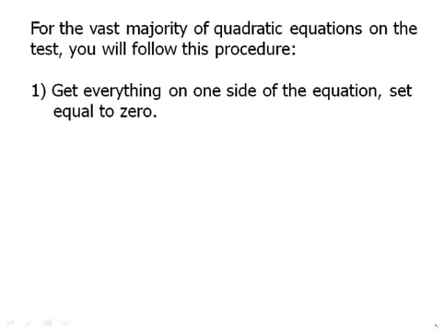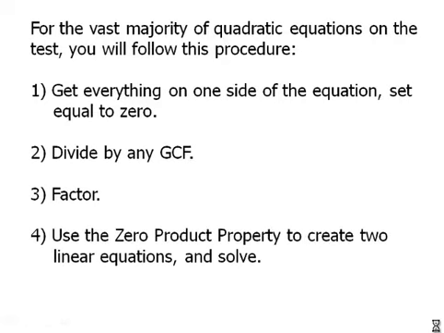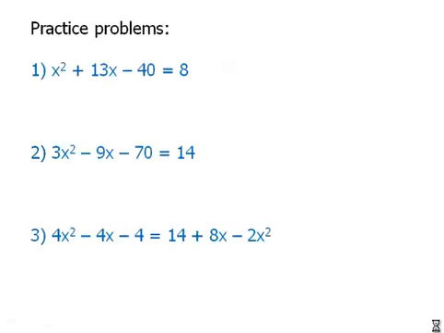For the vast majority of quadratics on the test, you will follow this procedure. First of all, you will get everything on one side of the equation set equal to 0. Then you will divide off any greatest common factor. You will factor it into a product of linear binomials, and then use the zero product property to create two linear equations and solve each one of them separately. So this is the procedure.